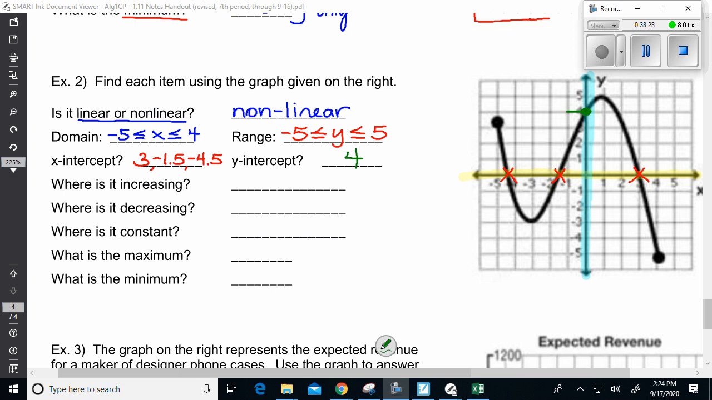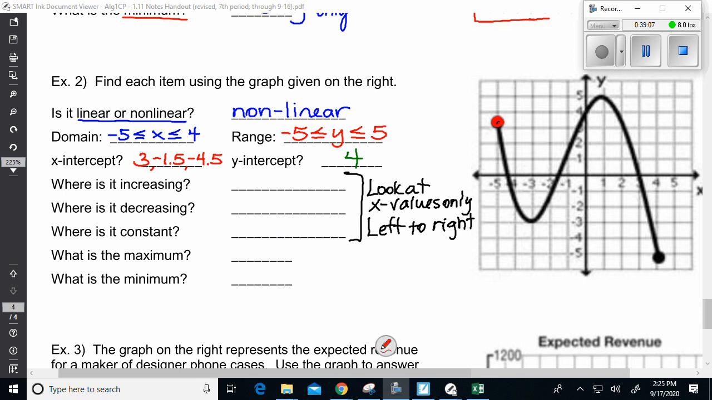All right. Increasing, decreasing, and constant. So you look at x values only, and look from left to right. Alright. So, follow along with me. We're about to trace the graph.